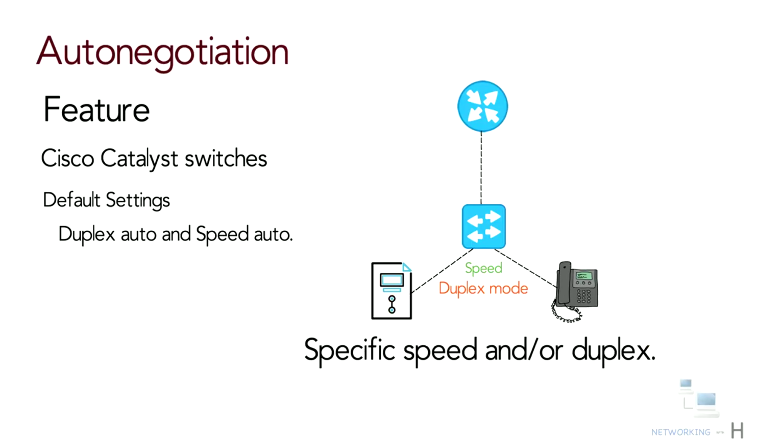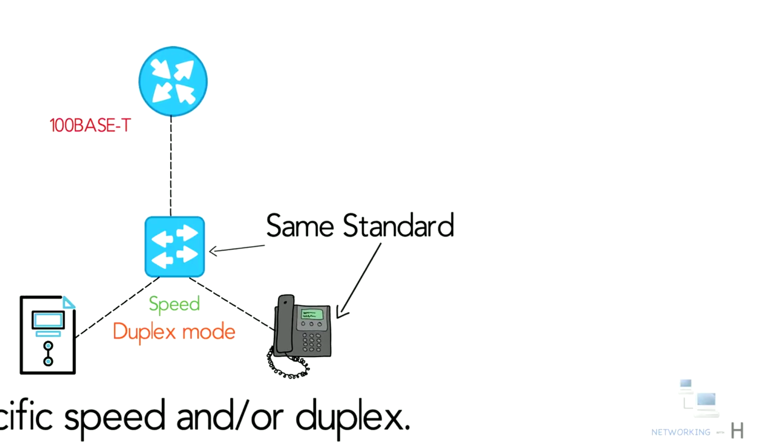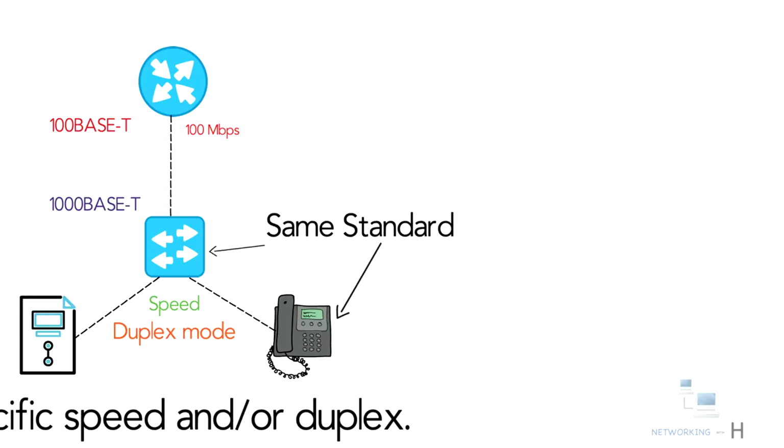Ethernet devices on the end of the link must use the same standard. Otherwise, they cannot correctly send data. For example, a NIC cannot use 100 base T, which uses a UTP cable with 100 Mbps speed, while the switch port on the other end of the link uses 1000 base T. The link would not work with one end trying to send 100 Mbps while the other tried to receive the data at 1000 Mbps.